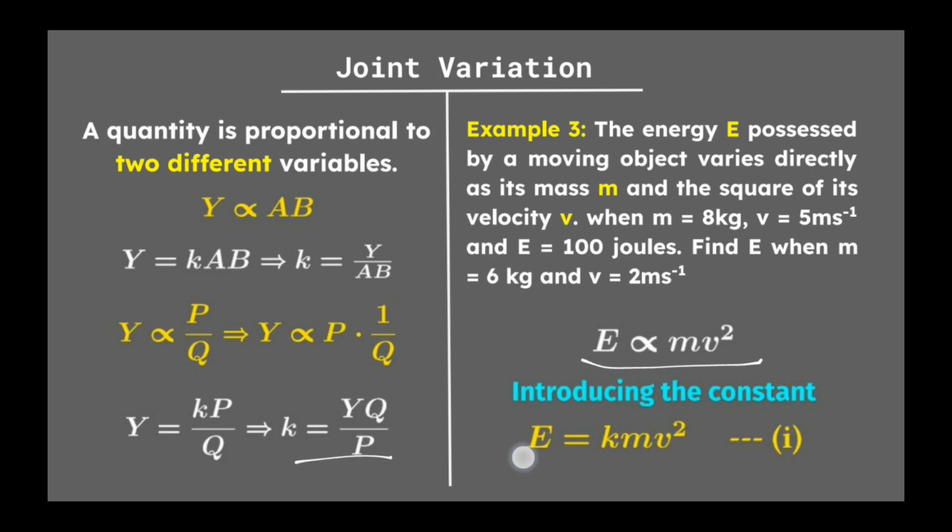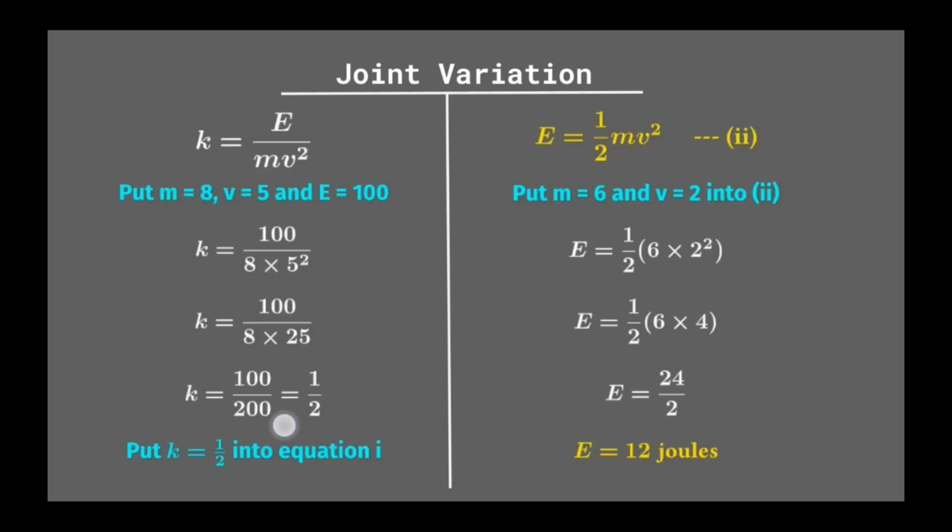It's both directly proportional to m and directly proportional to the square of the velocity v. So that means that I can introduce my constant like this and say E equals kmv squared. Now that is my first equation, equation 1. m is 8 when v is 5 and E is 100. So I'm going to use these values to get my constant of variation. I said before, it is always important to find your constant of variation because that is when you can now write the full equation connecting energy with mass and velocity. So until you find that constant, you cannot have the complete equation connecting the variables.